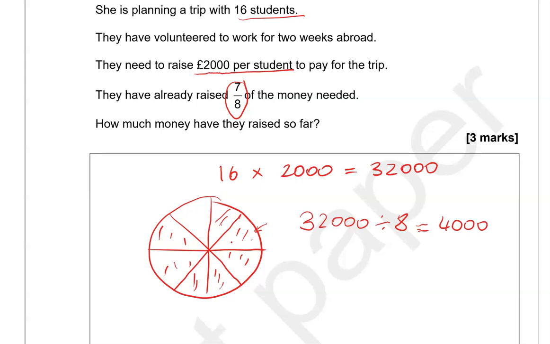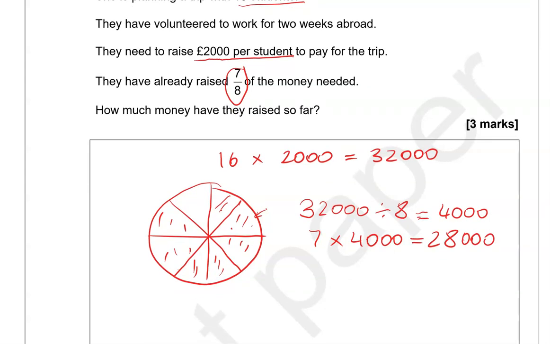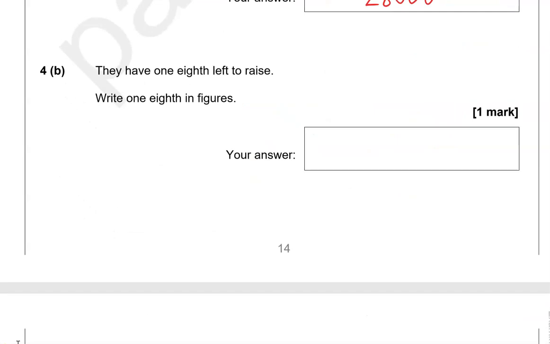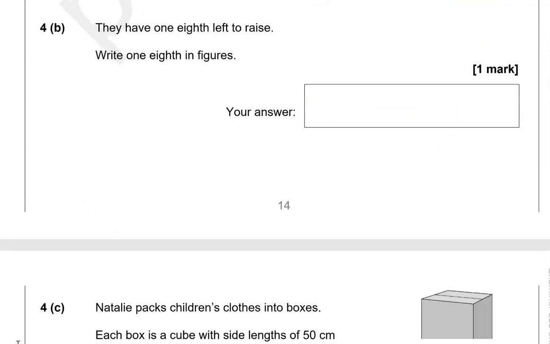Now we've got 7 of these slices that have been raised already. So 7 times 4,000 gives us 28,000. So £28,000 has been raised already. They have 1/8 left to raise. Write 1/8 in figures. So 1/8, that is this.